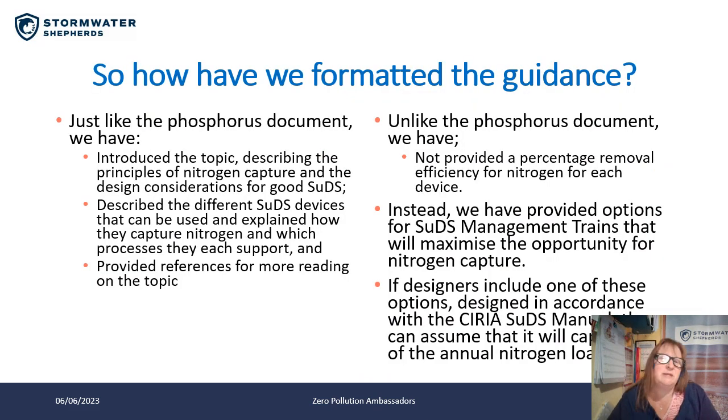So the document is slightly different to the phosphorus document, and I just wanted to highlight the similarities and the differences. So in the phosphorus document and also in the nitrogen document, they are the same in as much as we introduce the topic, we describe the principles of nitrogen capture, and we describe the factors affecting that, soil depth, soil organic matter, things like that. And we talk about good design considerations, so SuDS devices with vegetation growing out of them that can be harvested at the end of the season, things like that that make the system more functional. So we describe those in broad terms.